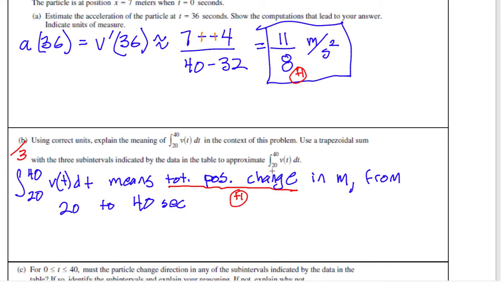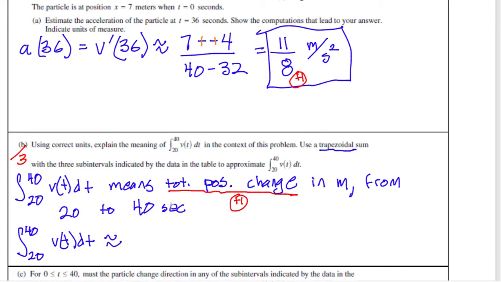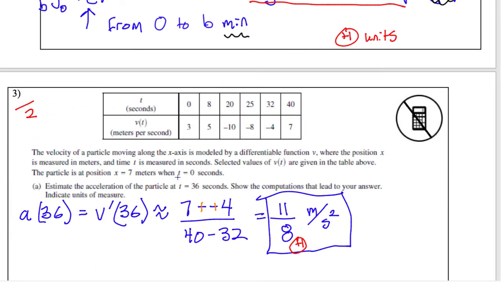All right, then we need to actually use a trapezoidal sum. So this is going to be fun. Trapezoidal takes the most work, but here we go. So we're going to approximate what thing? We're approximating the integral from 20 to 40 of V(t) dt, and that's going to be approximated by, oh boy. And it's only 20 to 40, so we're not doing the whole thing. We're only doing this part right here. We're not doing 0 and 8.